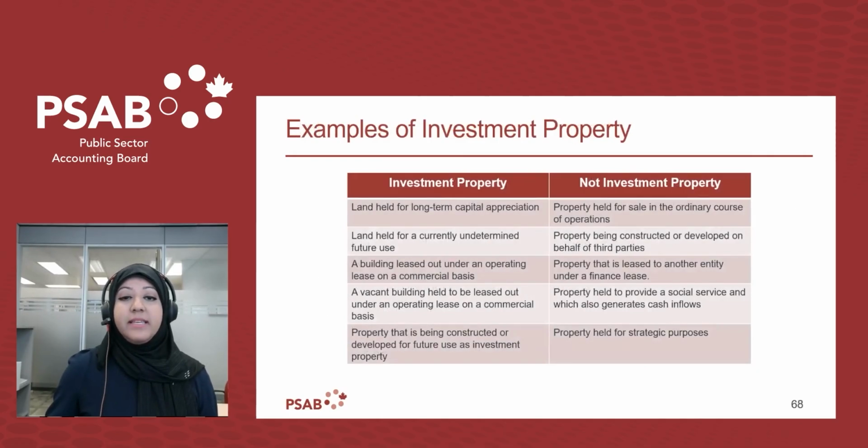In this slide, you will see we have some examples of investment properties and also examples of items that are not investment properties. Let's look at some examples of investment properties first. Some examples would include land held for long-term capital appreciation, and a building leased out under an operating lease on a commercial basis. Next, some examples of items that do not meet the definition of an investment property include property held for sale in the ordinary course of operations, or property that is leased to another entity under a finance lease.